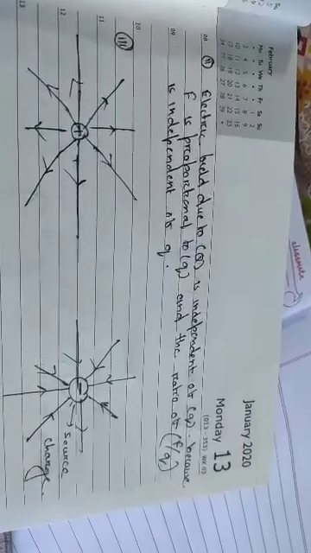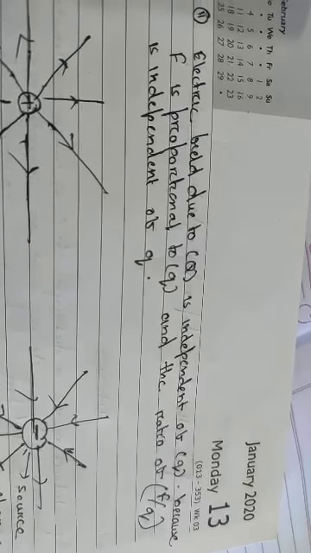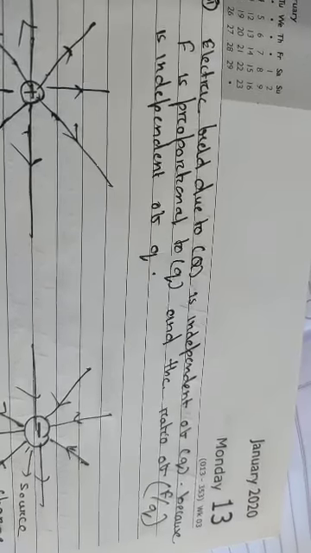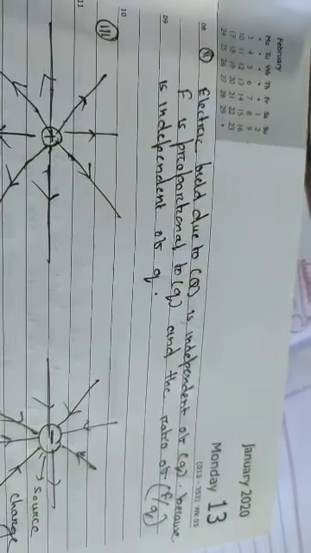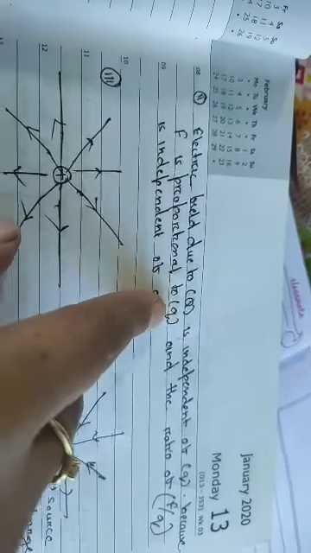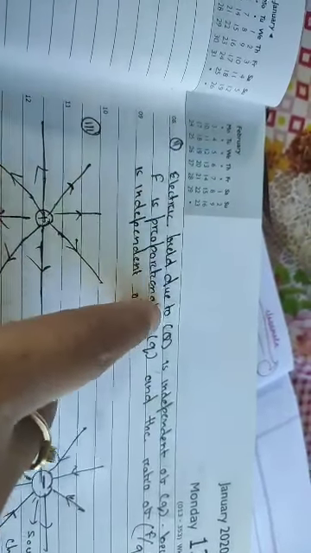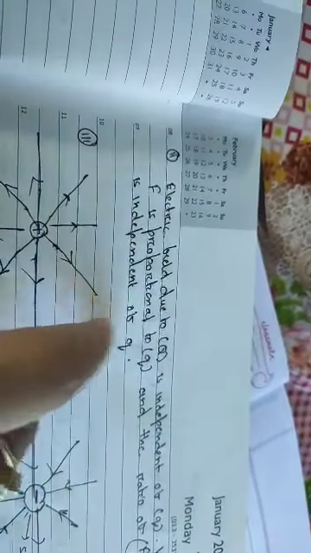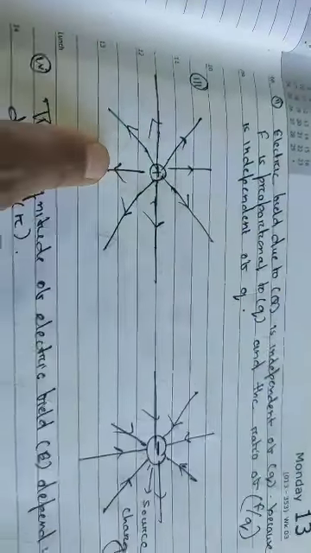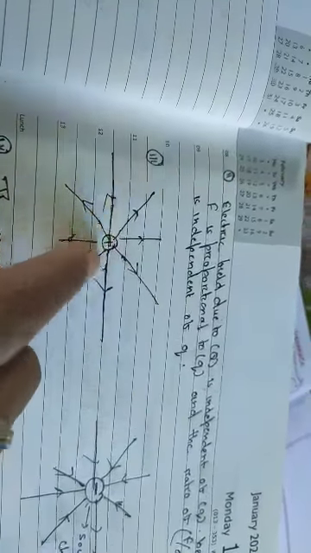Second important point you have to remember: the electric field due to Q, the source charge, is independent of small q, because now I have told you the formula, students. E is equal to F by q. As we know, F is proportional to small q. So if I take the ratio of F by small q, what happens? It is independent of q. This means the electric field does not depend upon the test charge. Clear?